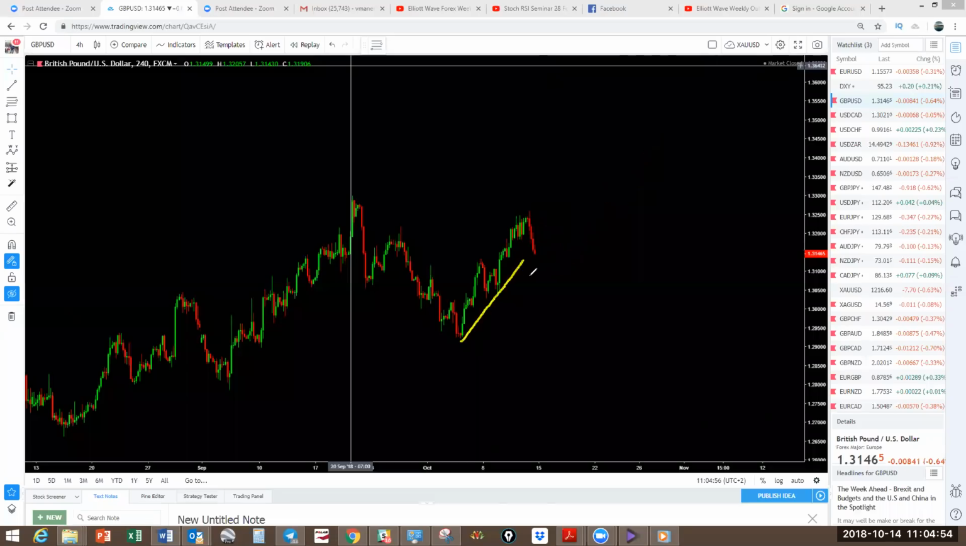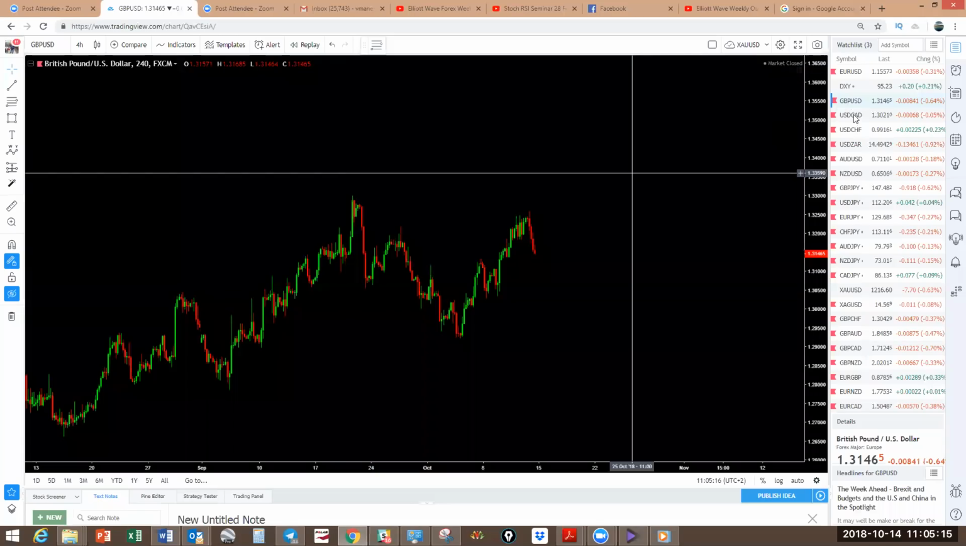Okay, so we are still within this structure. Let's see how that plays out. A correction here, possibility for this to retest this with a pulsing move. Okay, making an expanding flat or actually a regular flat. We'll expect a regular flat around that level. So what you need to look out for is a corrective structure for one more in the next coming session. That's pound US dollar. Now trade of the week.